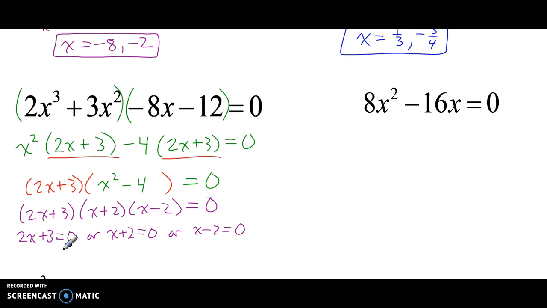So either 2x plus 3 equals 0, or x plus 2 equals 0, or x minus 2 equals 0. So for this first one, you have to move the 3 to the other side, and then you have to divide by the 2. So you get -3 over 2 for that one. But the other two are a lot simpler. You get -2 and +2.